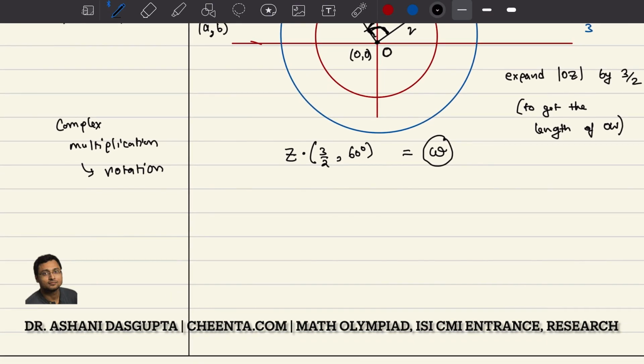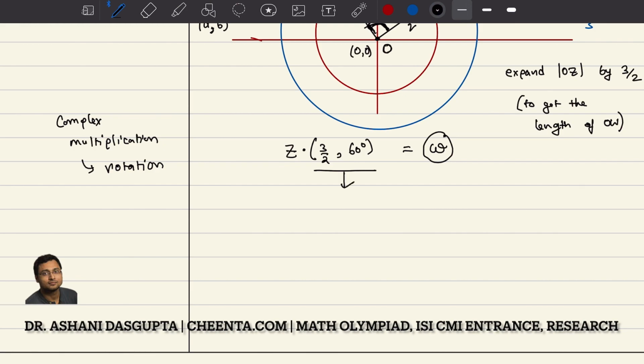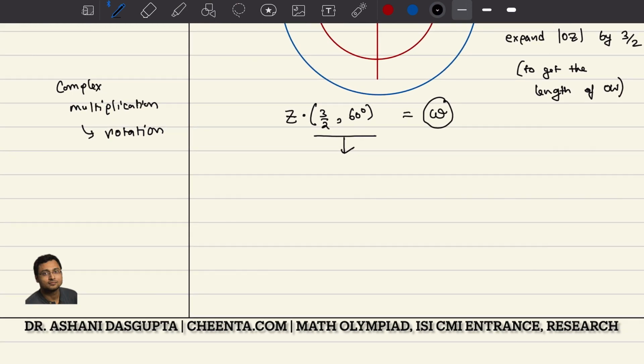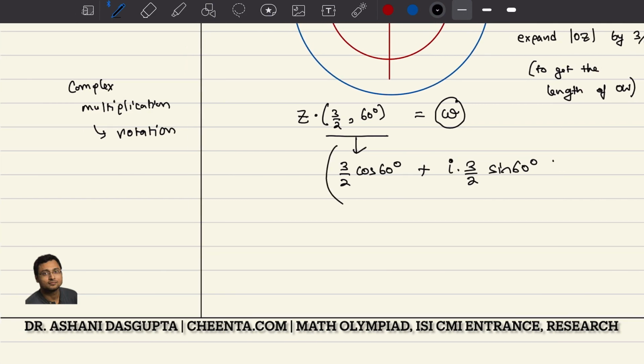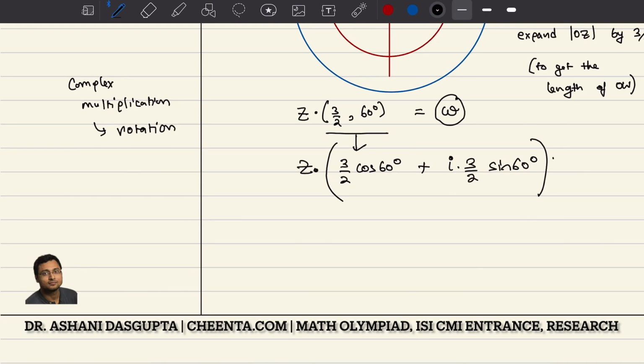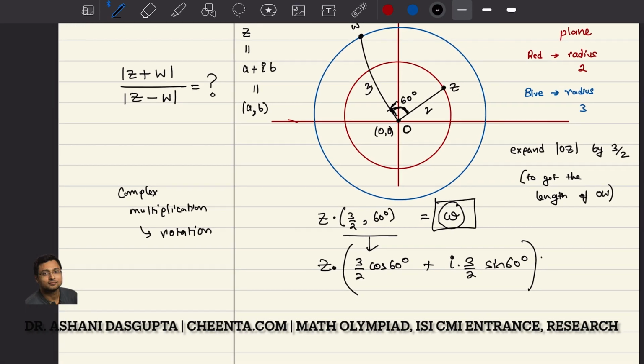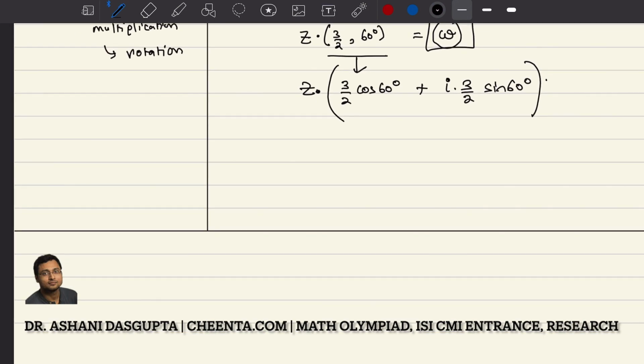Now you can convert this particular thing into Cartesian coordinates or the normal complex number form. This will be simply 3 by 2 cosine of 60 degrees plus i times 3 by 2 sine of 60 degrees, and you multiply that by z. That is exactly what w is. Now the rest of the computation is really simple.